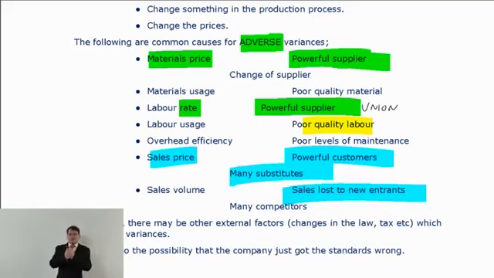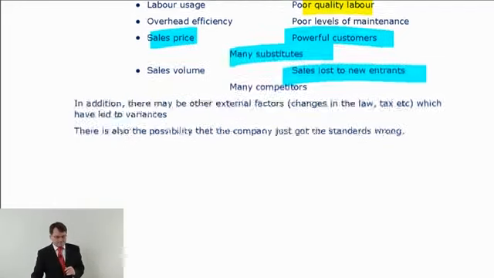Why has this gone down? Because we've got powerful customers. Why has that gone down? Because there's new entrants. Why has this gone down? Because there's lots of substitutes. Now, I think that that's more likely to be in the exam than the stuff that you did in F5. It is poor quality. It is good quality. Remember, in F5, it's basically quality. In P3, we're much more interested in outside things, external things. So that's why I think these are more likely to occur. Outside things being the reason for the variances.